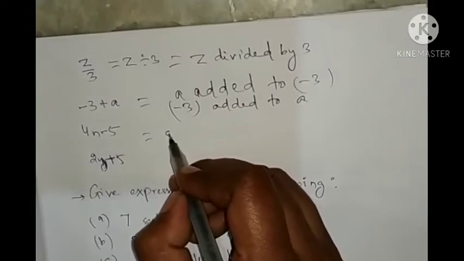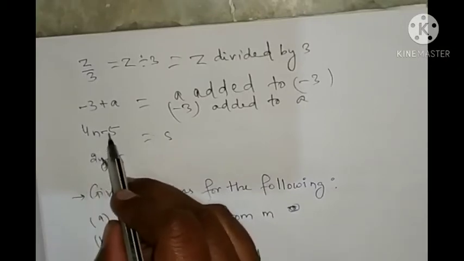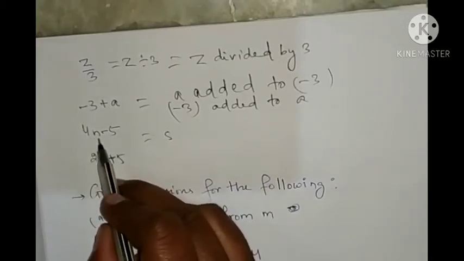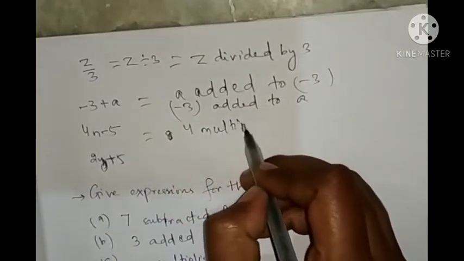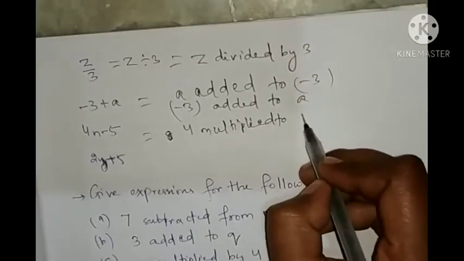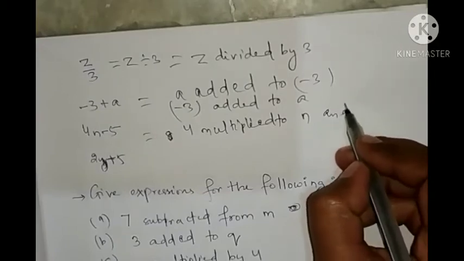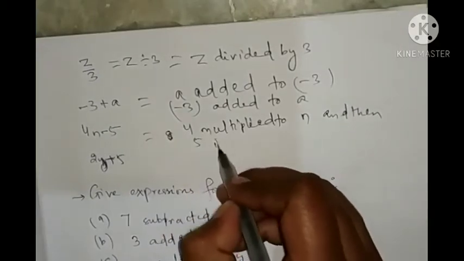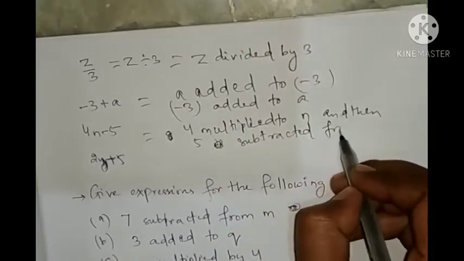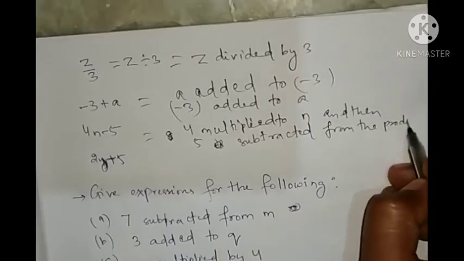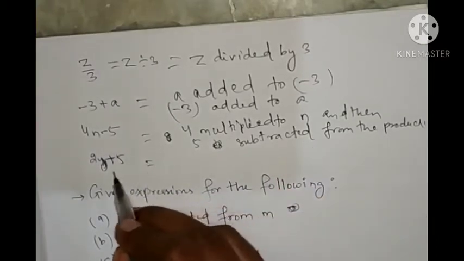So here 5 is subtracted from 4n. 5 subtracted from 4n. But here 4n means what? 4 is multiplied to n. So you write 4 multiplied to n, and then 5 subtracted from the product. Okay, product is what? 4 multiplied to n is 4n.